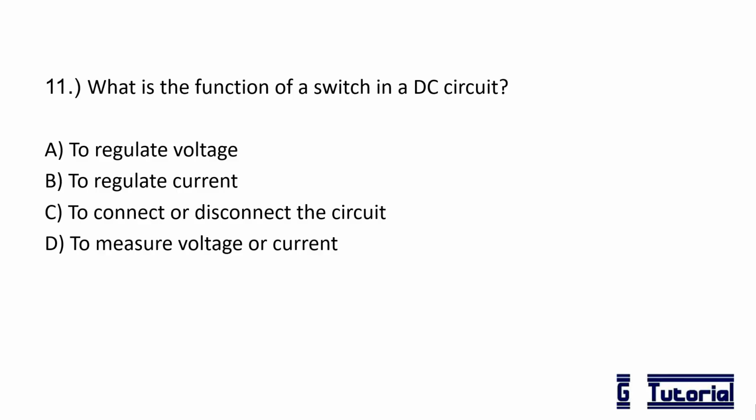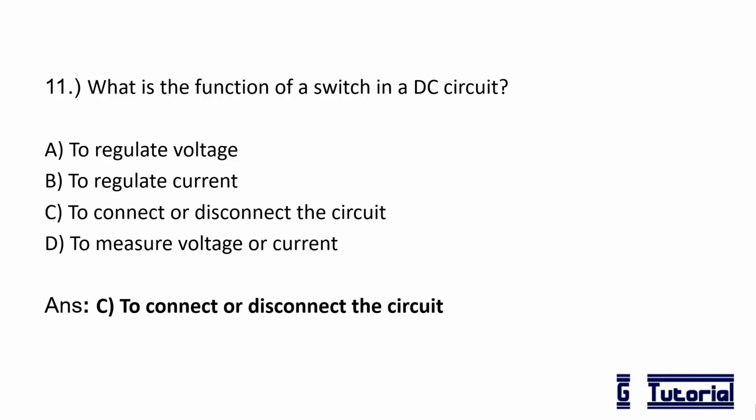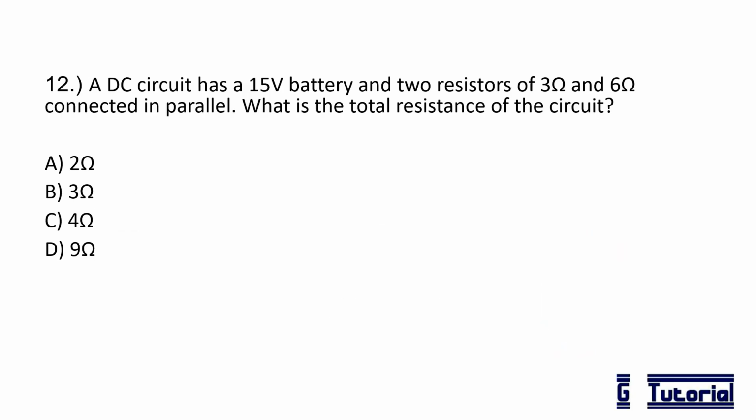What is the function of a switch in a DC circuit? A switch in a DC circuit helps to connect or disconnect a circuit. The switch is represented using this symbol. When it is connected, we are closing the circuit. When it is open, we are disconnecting the circuit. So a switch is used to connect or disconnect the circuit.